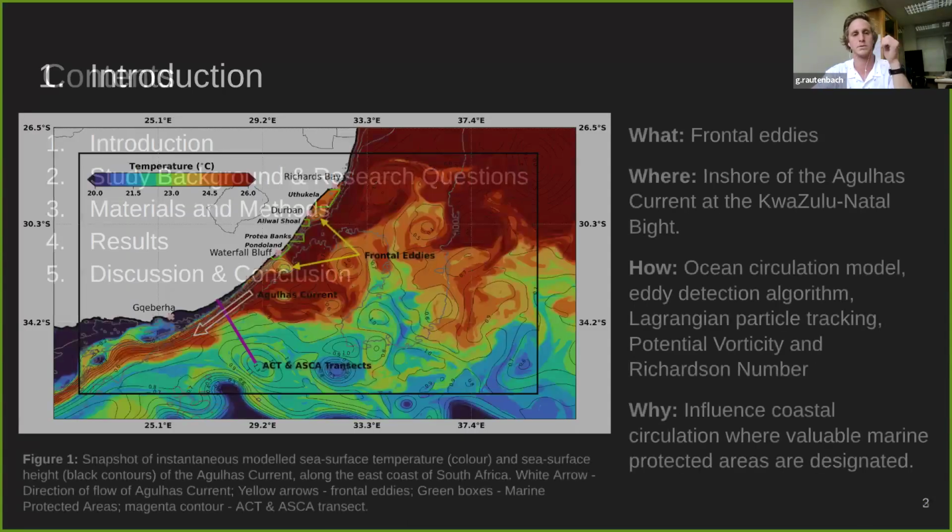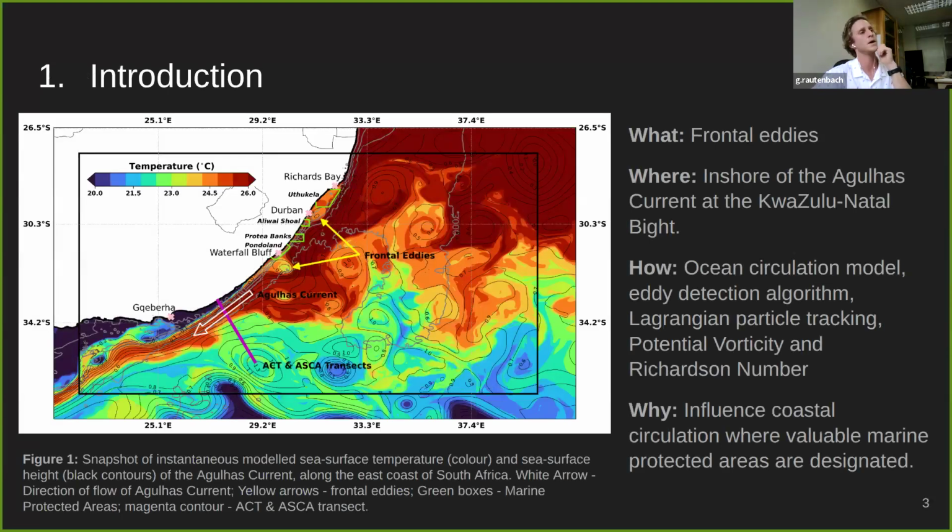Basically, just to give a short introduction, this study investigates the life cycle of frontal eddies from generation to decay on the inshore edge of the Agulhas Current, located along the east coast of South Africa. You can see that quite nicely on the snapshot showcased. We've got the very warm Agulhas Current flowing along the east coast in a polewards direction, just past the east coast of South Africa.